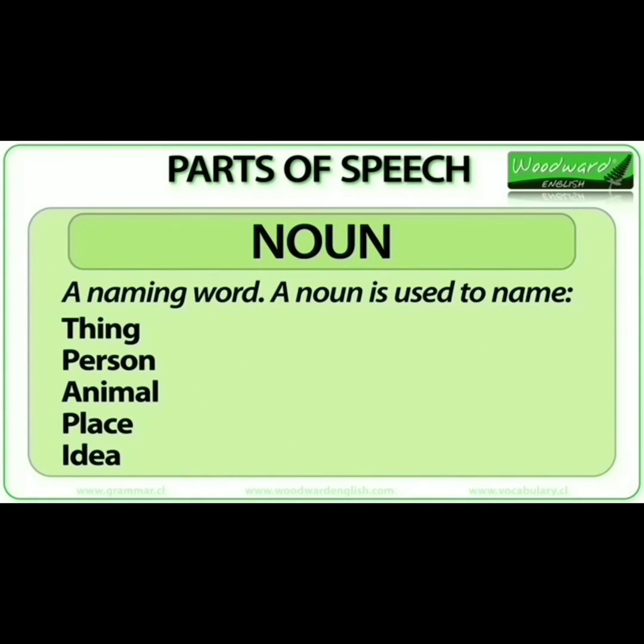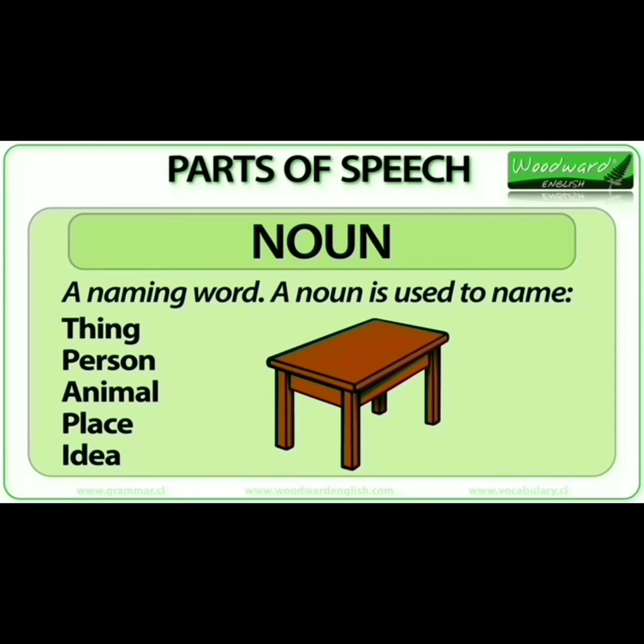A noun is a naming word. A noun is used to name a thing, person, animal, place, or an idea. For example, look at this table. This is what? A table. Table is the name of a thing. So, we can say table is a noun.